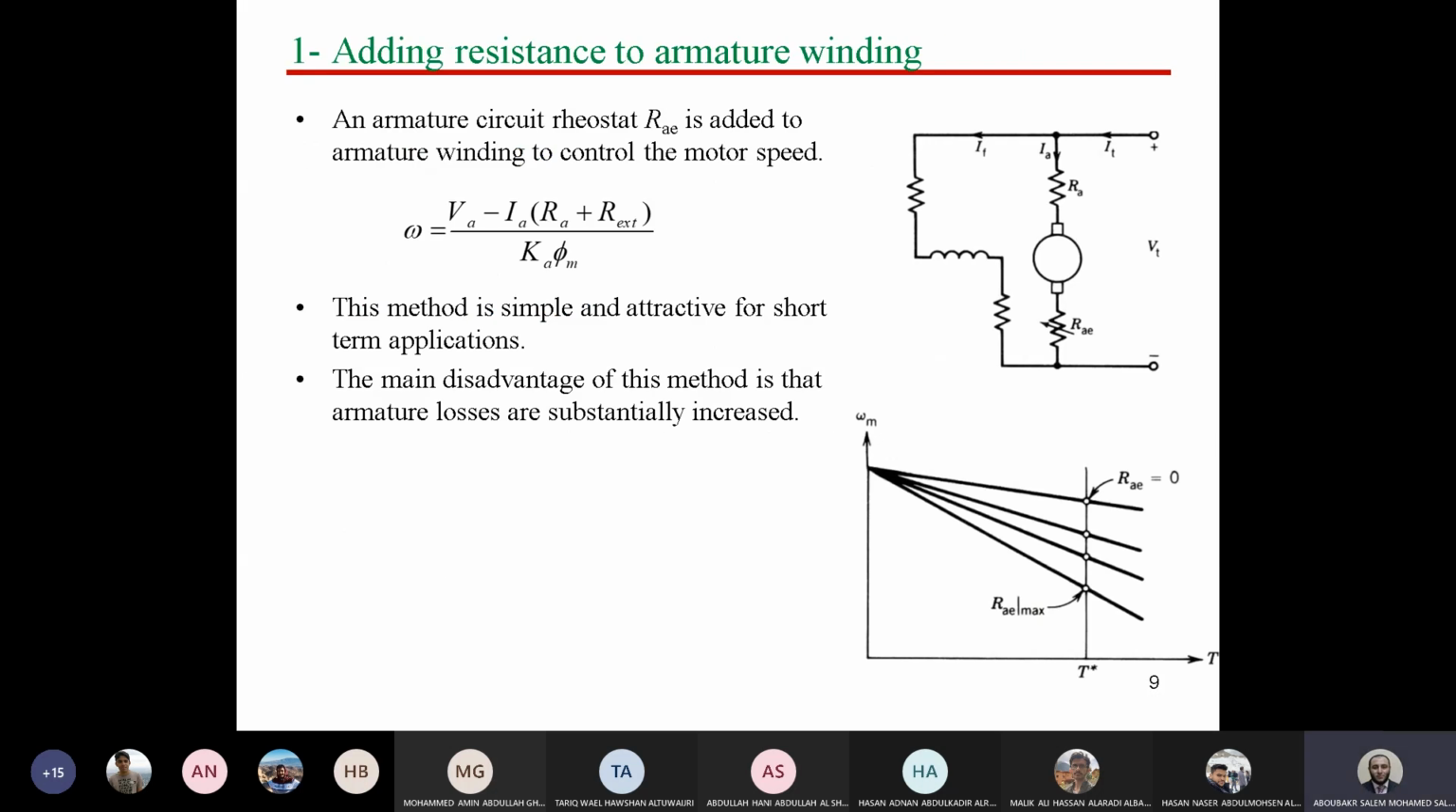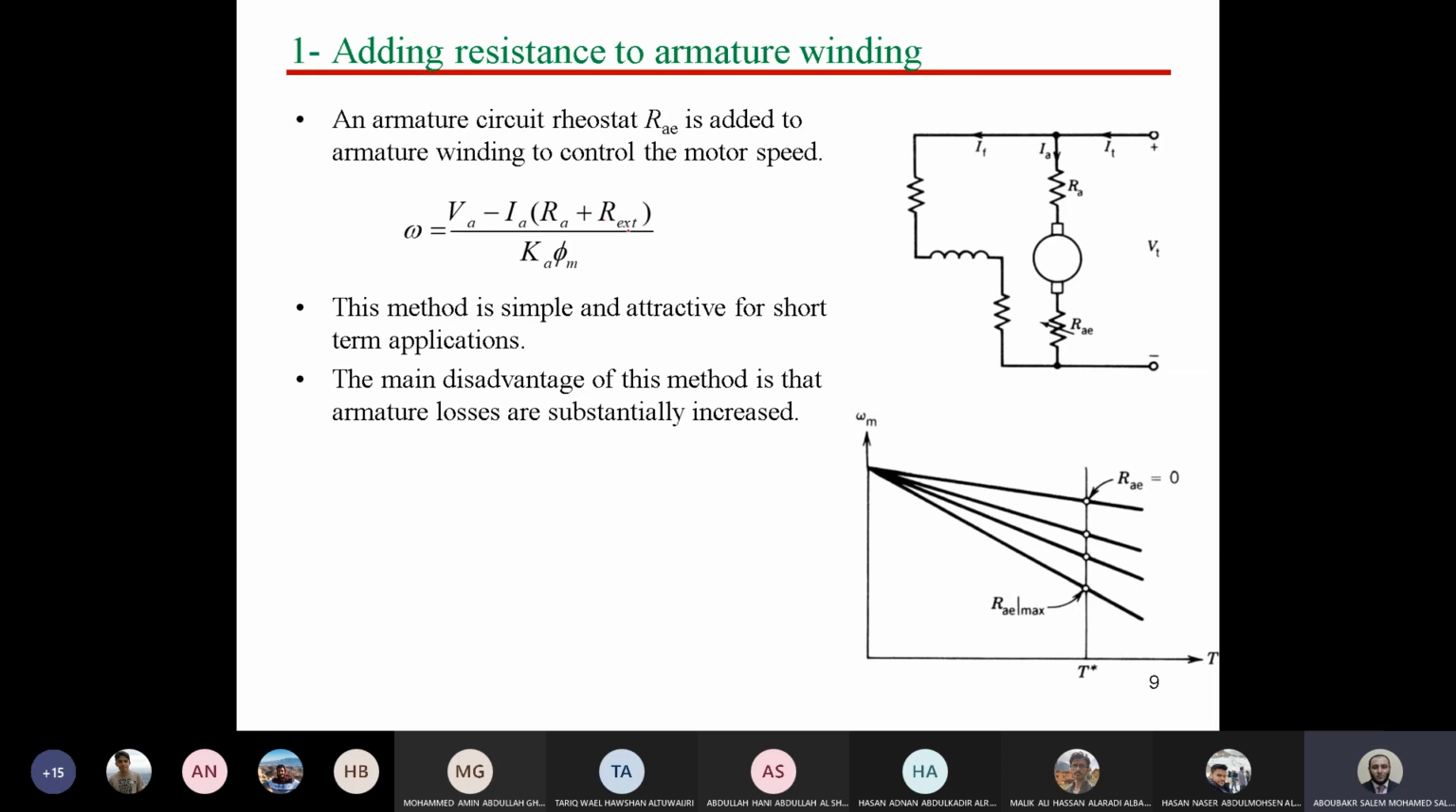Right. Let's start discussing the different types of speed control. Firstly, adding resistance to the armature winding. If you remember, in the case of the induction motor, we added resistance to the rotor winding. However, here we will add resistance to the armature winding because it's effective in the relation of the torque-speed characteristic.